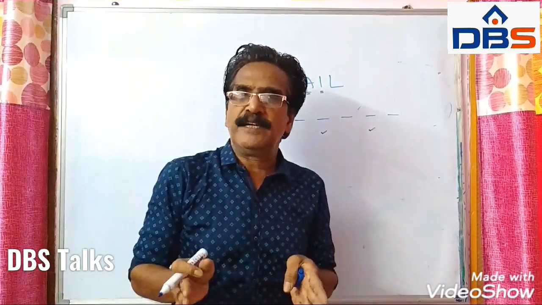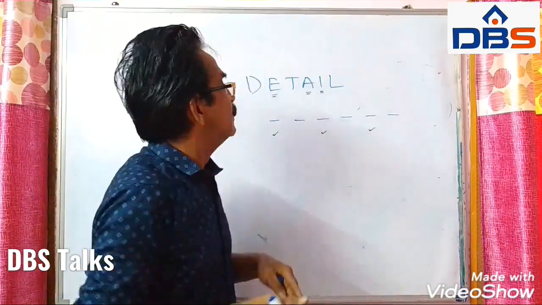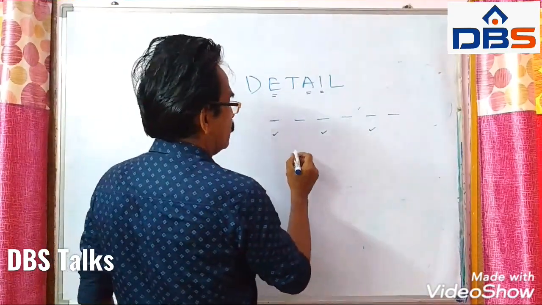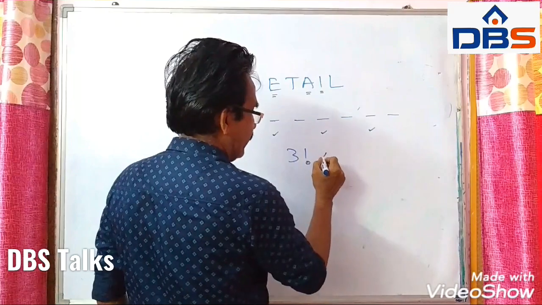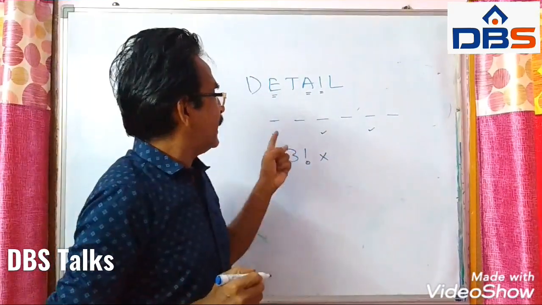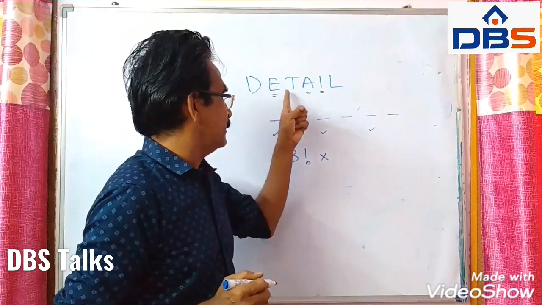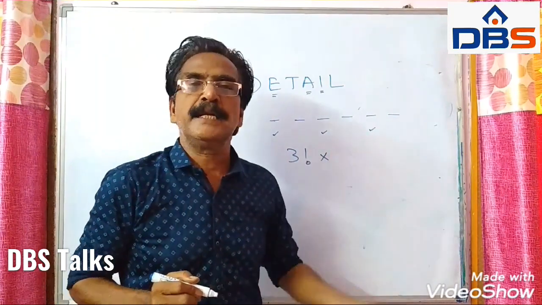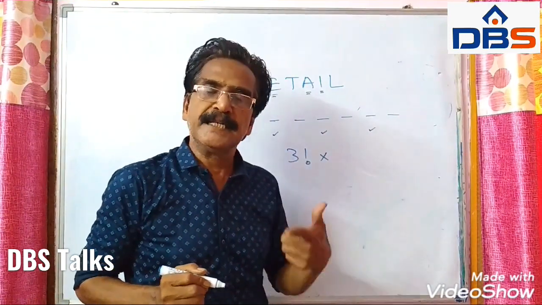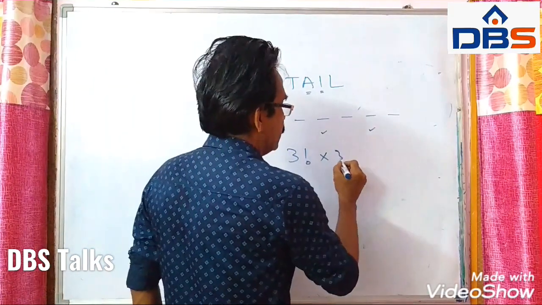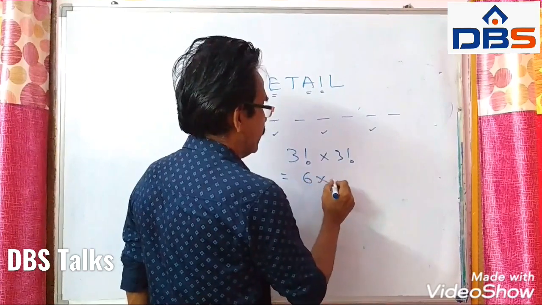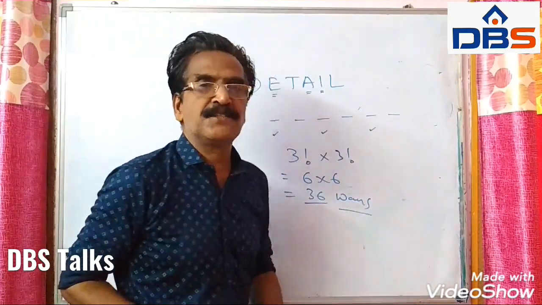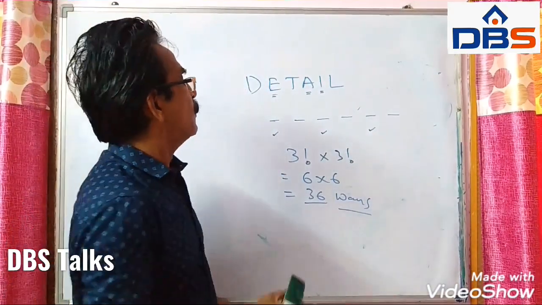So the condition is given for vowels. Now let us arrange the consonants: T, D, L. These 3 consonants can be arranged in 3 factorial ways. And 3 different vowels are there, and 3 places for these 3 vowels, so the vowels can be permuted in 3 factorial ways. So 3 factorial into 3 factorial, 6 into 6, is 36 ways. This is your answer, friends. Let us see one more problem.